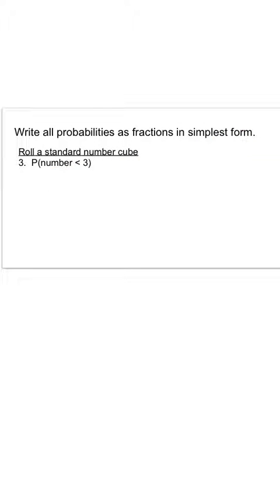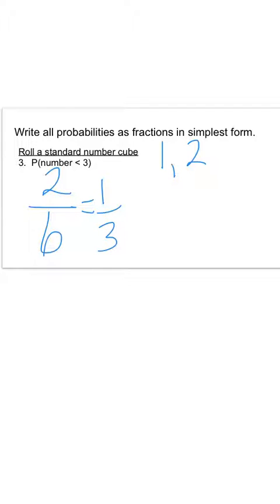Find the probability of rolling a number that is less than 3. So again, you have 6 possible choices. And on a number cube, only 1 and 2 would be less than 3 because it's not less than or equal to. So you have 2 possible chances, and 2/6 can be reduced by dividing by 2. So you get 1/3 chance of rolling a number that is less than 3.